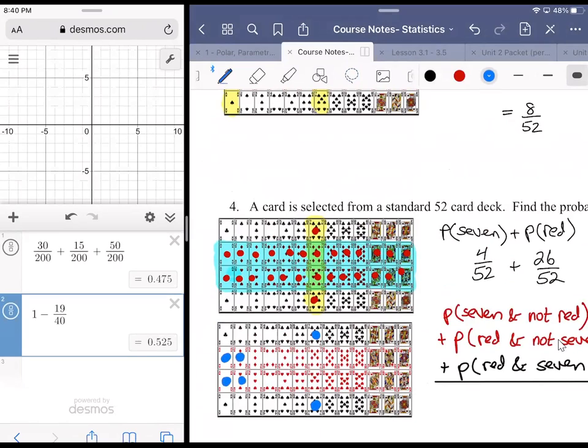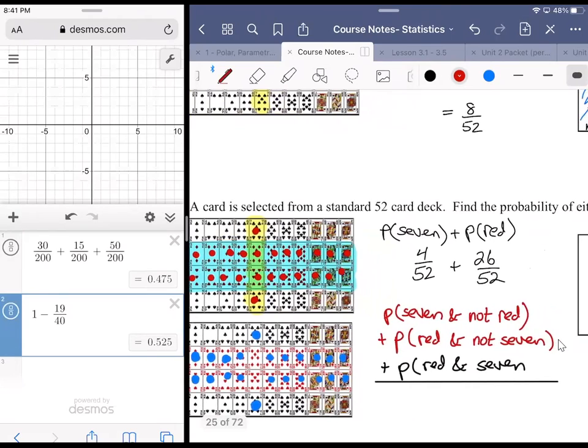And so on. Let's skip over those 7s. So I'm up to 26 total. And then the last thing that I would account for would be the reds and the 7s. If I'm just going by the probabilities here, I would say I had 2 out of 52 for the 7 and not red.